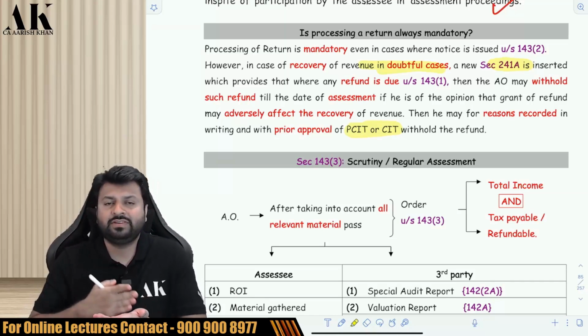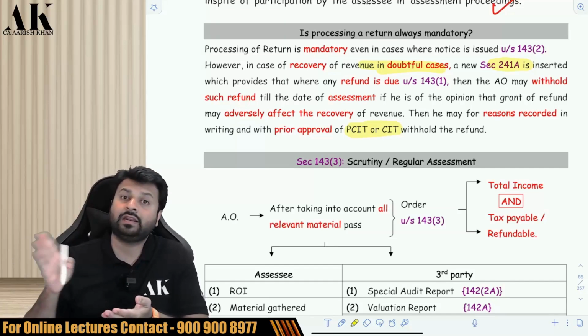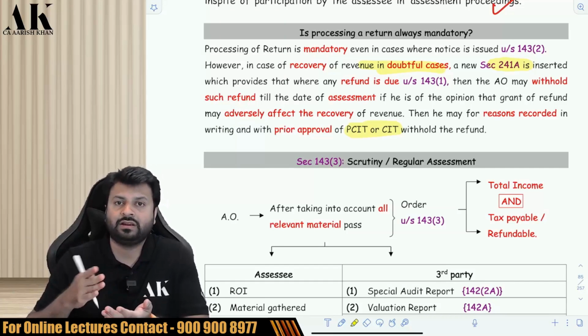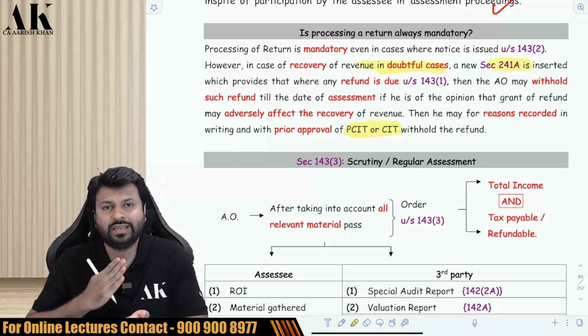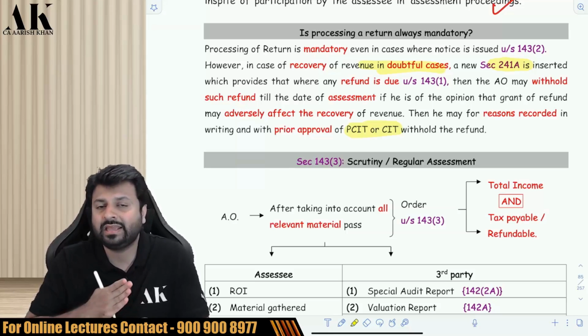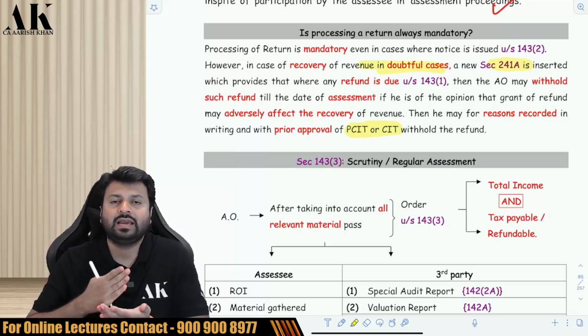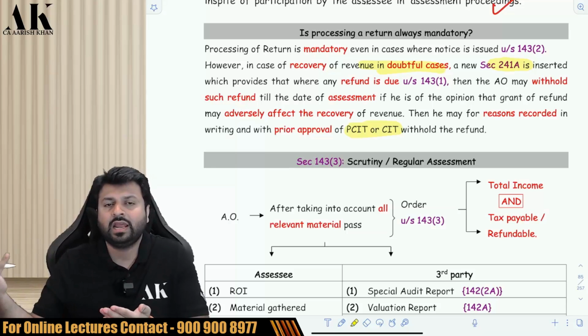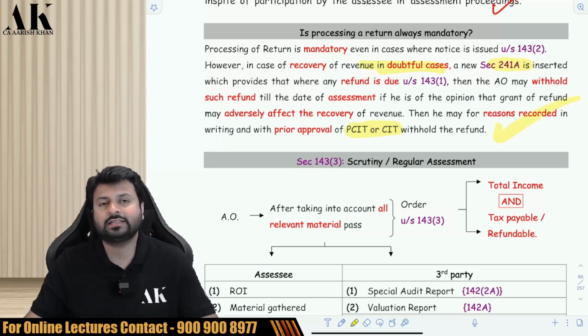So if the AO feels that giving a refund and then again raising a demand will make it very difficult for us to recover the tax, then in doubtful cases, what can they do? They can stop the refund at this moment and process the return later, along with the completion of assessment, and then decide what has to be done.